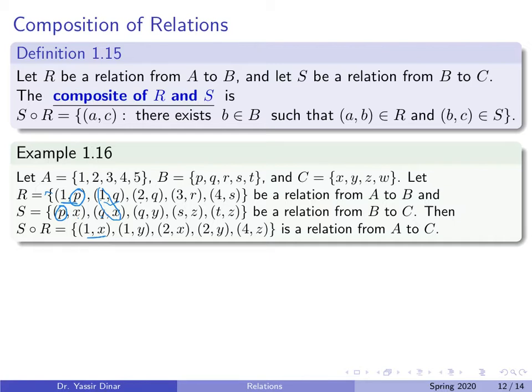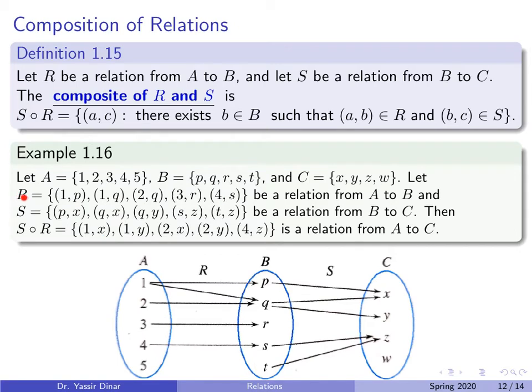And now we have 2 related to Q, and Q is related to X and Q is related to Y. So these 2 pairs give me 2X and 2Y. And 3 is related to R, but R is not in the second relation, so it will not give me anything. While 4 is related to S, and S is related to Z, and this gives me the element 4Z. And in this way, I find my relation S circle R.